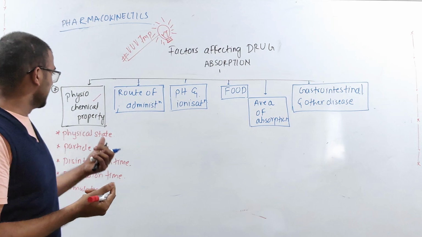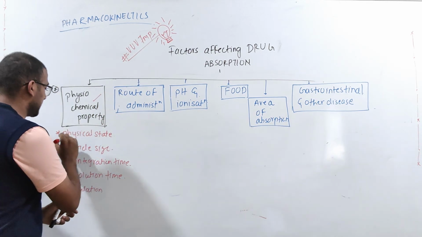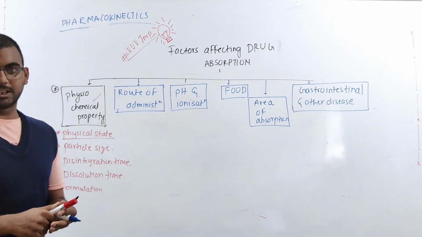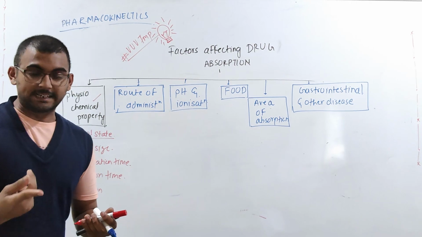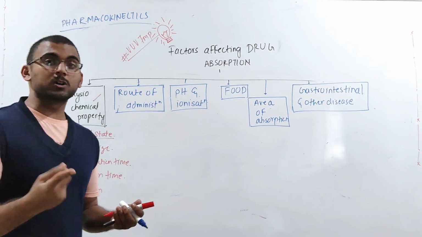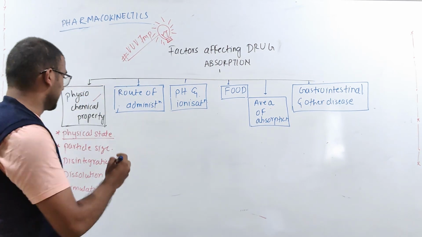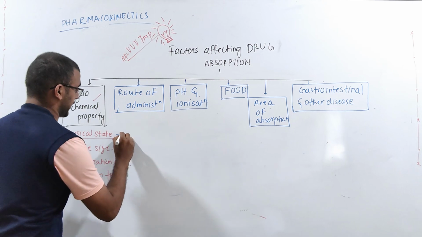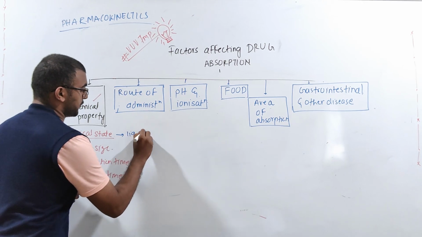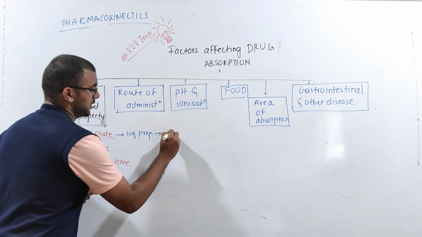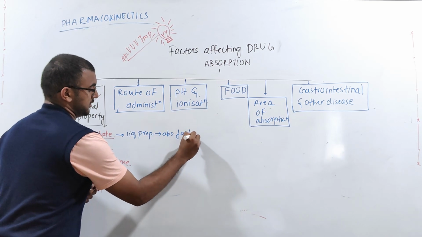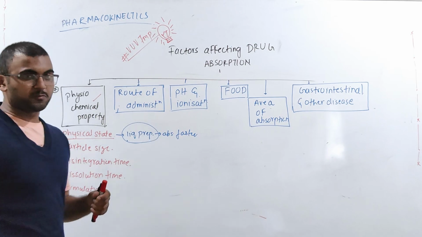Now, the first factor in the physiochemical property is your physical state. Whatever drug you are giving, in what form are you giving it? Is it a solid preparation or a liquid preparation? That plays a very important role. Drugs which are liquid preparations are absorbed faster.